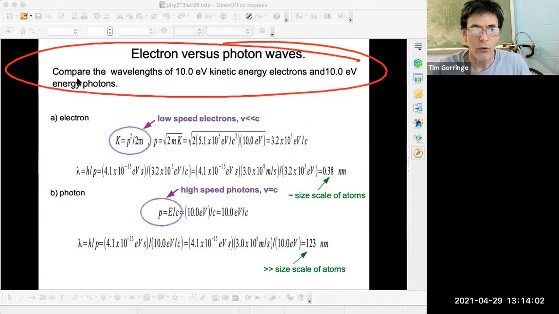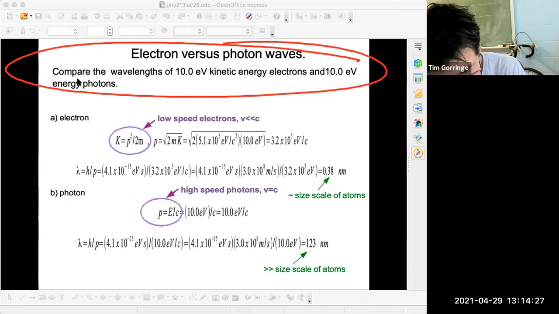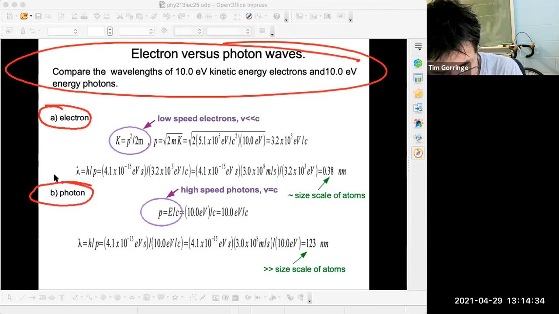We've got a photon in our dorm room, and we've got an electron in our dorm room, and the photon has 10 electron volt energy, and the electron has 10 electron volt kinetic energy. And we're going to figure out the corresponding wavelengths of the photon and the electron. And so I'm going to do this upstairs here for the electron and downstairs here for the photon.